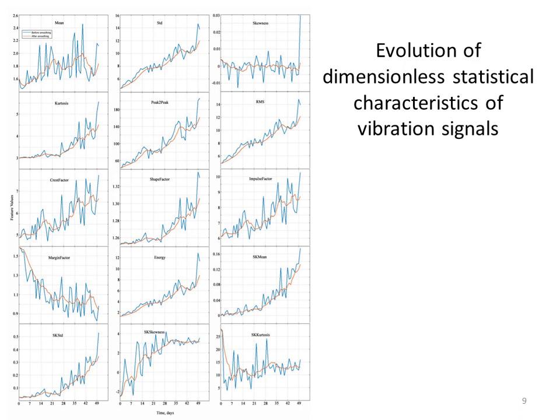Statistical characteristics of vibration signals in the time and frequency domain were determined during post-processing. In the time domain, 11 statistical characteristics were determined: mean, STD, skewness, kurtosis, peak-to-peak, RMS, crest factor, shape factor, impulse factor, margin factor, and energy.